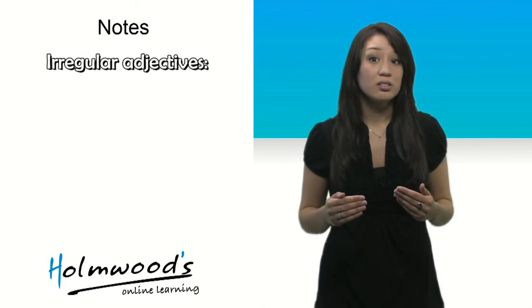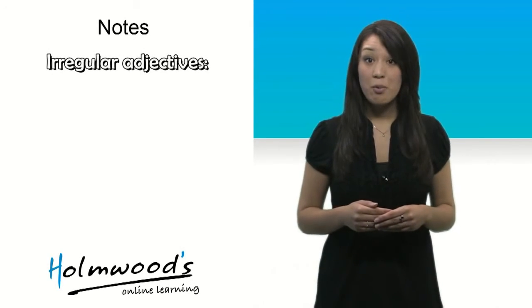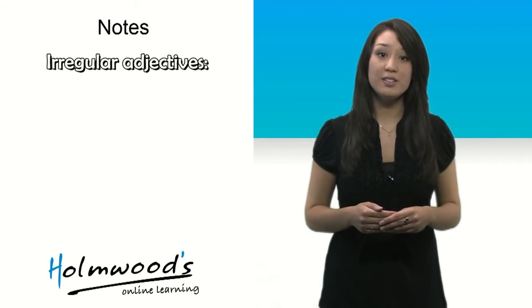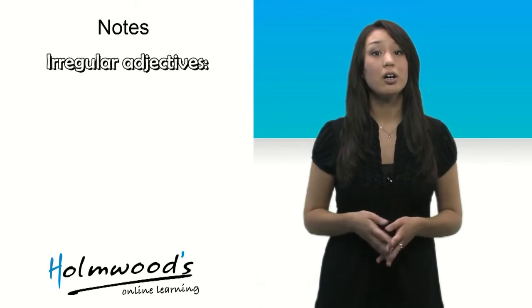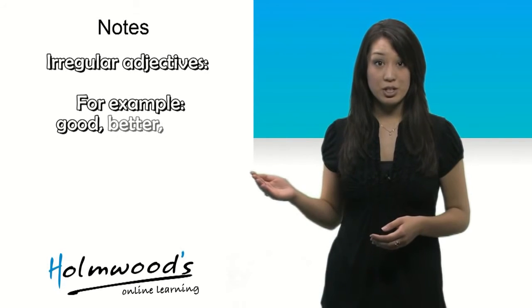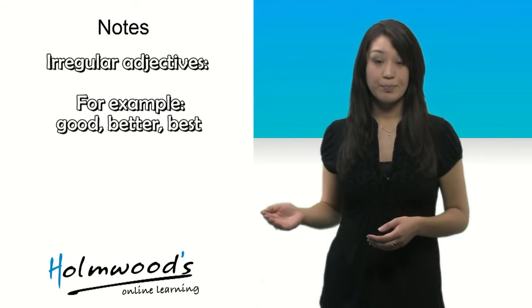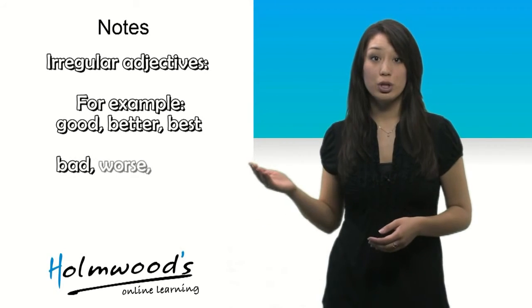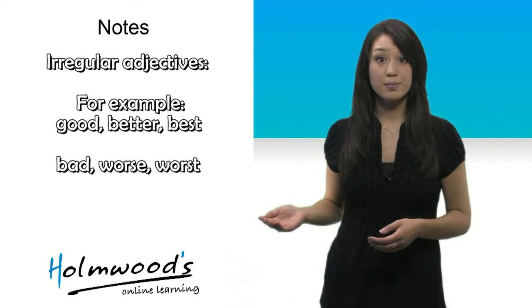Now there are some adjectives that are irregular. You will just have to memorize their comparatives and superlatives. Examples are good, better, best, bad, worse, worst. You will find more examples on the grammar sheet. Now it's time for you to do the exercises.